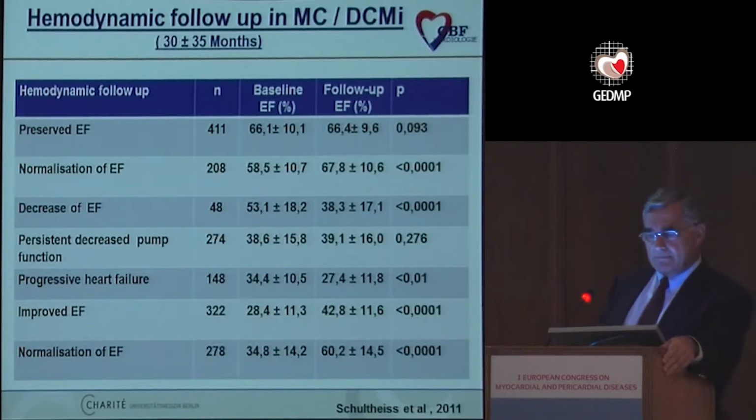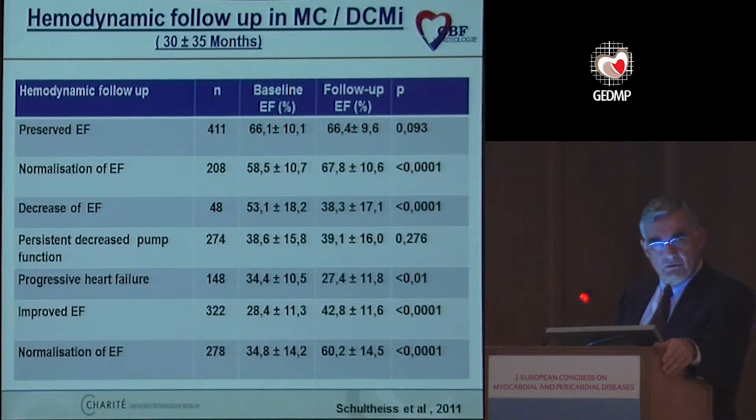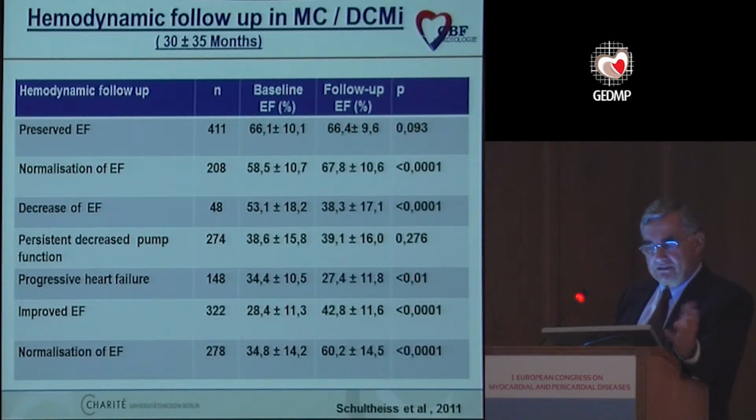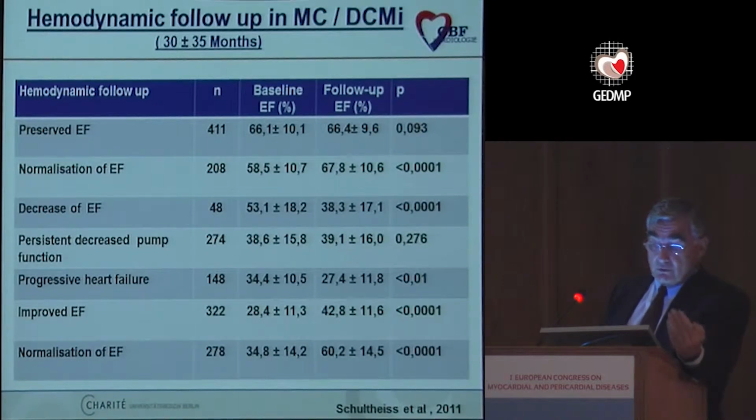Now, if you look at the hemodynamic follow-up of patients who came with myocarditis or beginning dilated cardiomyopathy, this is a follow-up of around 30 months plus minus 35 months, so a very long time, and it's a really high cohort of patients. All these patients were biopsied at least twice, and as you can see, we have different groups with preserved ejection fraction. That means ejection fraction was normal in the beginning and in the follow-up, with normalization of ejection fraction, with a continuous decrease of ejection fraction, or persistent decreased pump function, a progressive heart failure, or patients who have a very diseased myocardium in the beginning but have an improvement or even a normalization.